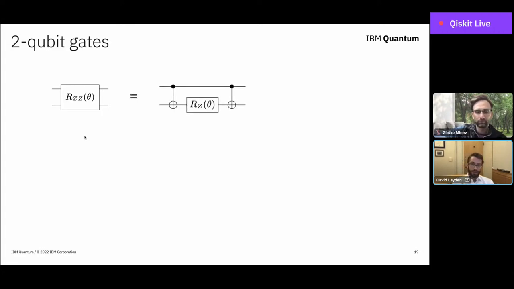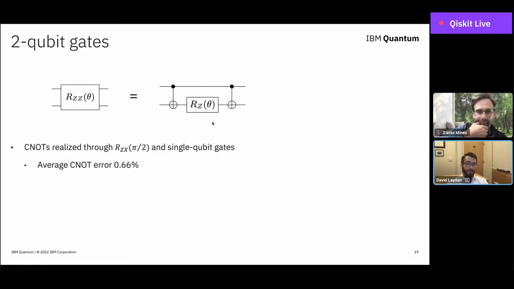Rather, I've been just writing them like this as shorthand because we have to realize them in a composite way. So the textbook way of doing this is to do a pair of CNOTs with an RZ rotation in the middle. Now, the way that these are realized in our devices are through cross-resonance gates that implement an RZX rotation by an angle of pi over 2, together with some single-qubit gates.